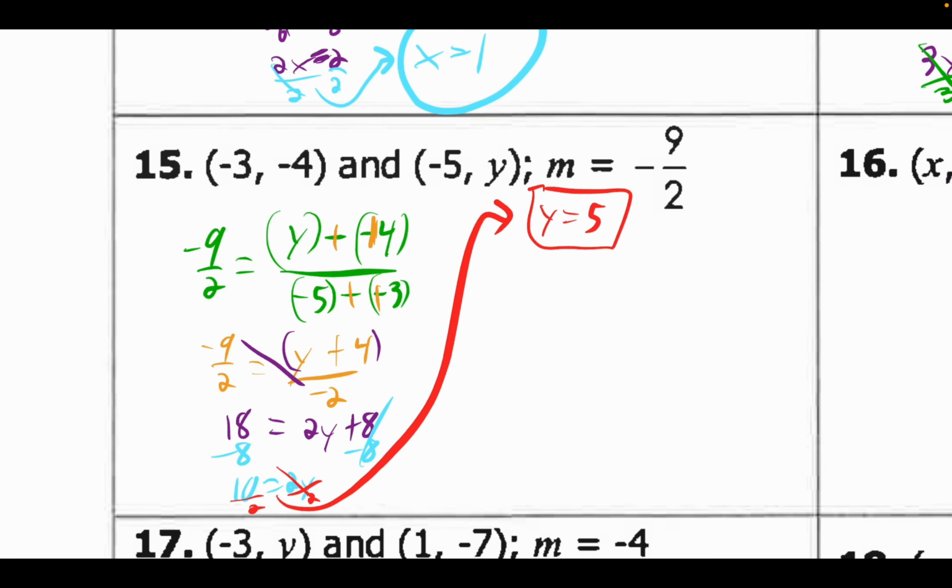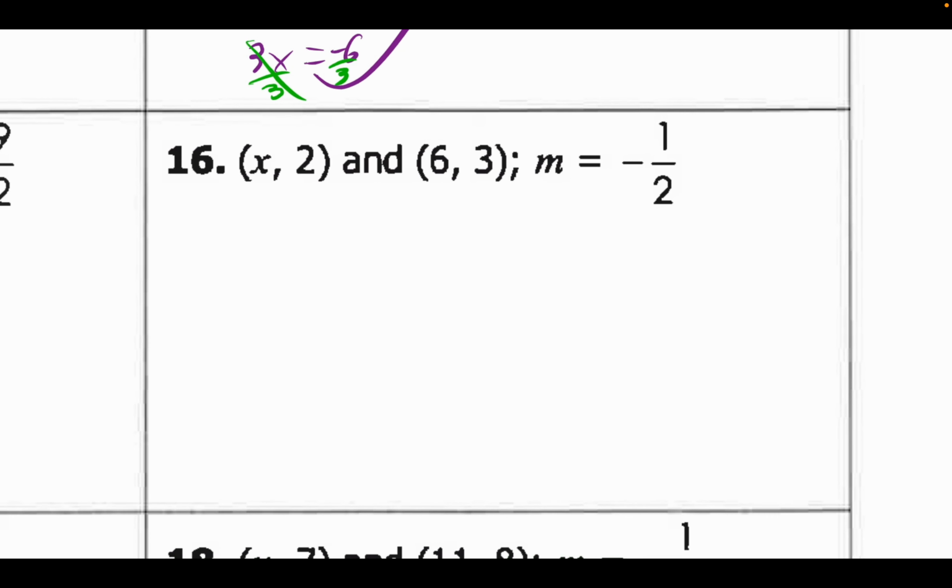Which side of the equation it's on matters not in the least. Or not in the slightest, excuse me. Yeah, not in the least would work. Anyway, 16, negative 1/2 equals x minus 3 over 2 minus 6.